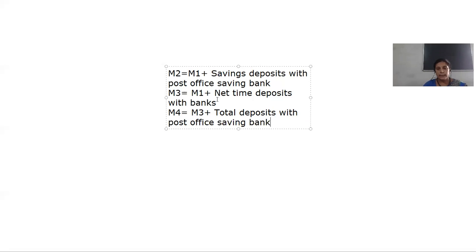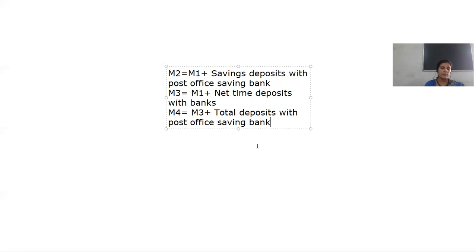So these are the measures of the money supply. The first measure was M1, that I have taught you. Now starting with M2: M2 includes M1 plus saving deposit with post office saving bank. M3 includes M1 plus net time deposit. This M2 is just a separate concept. It is not included in M3. It is not included in M4 also, because the saving deposits are less liquid assets. Now M3 includes net time deposit and M4 includes M3 plus total deposits with the post office saving bank. All the deposits we have kept with the saving bank are included in the M4 component.